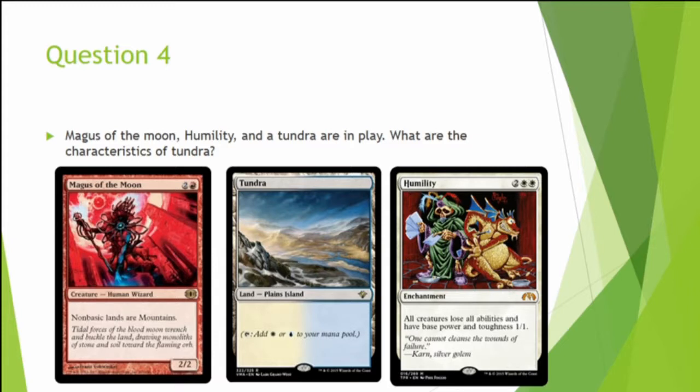Because Humility applies to, causes Magus and loses its ability.